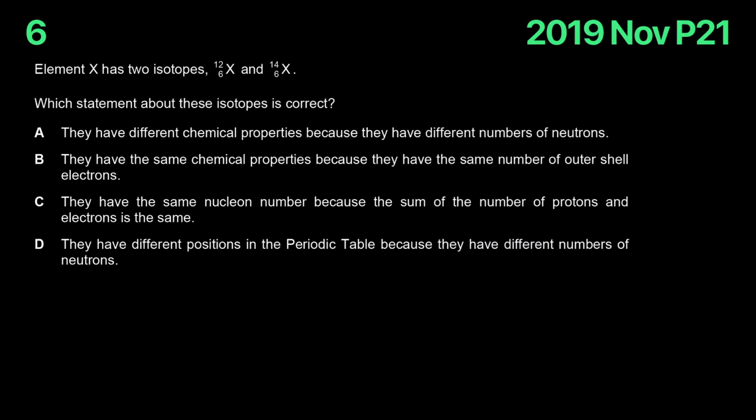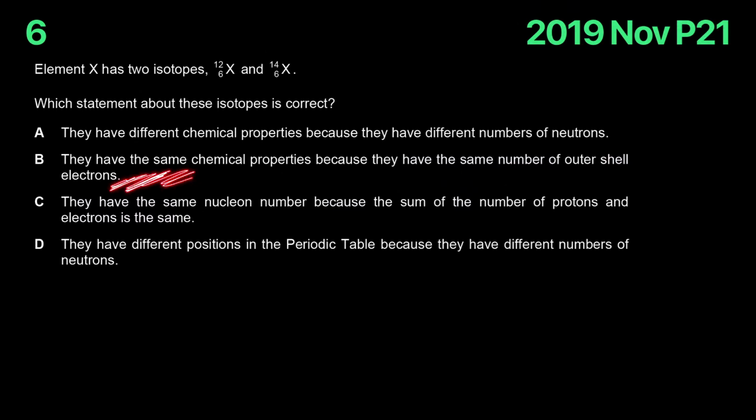Shall we? Element X has two isotopes. Looks like they're talking about carbon 12 and carbon 14. This one looks like it has 6 neutrons, and this one has 8 neutrons. Which statement about these isotopes is correct? They have different chemical properties because they have different numbers of neutrons. No, chemical properties will not change, because isotopes, right? They have the same chemical properties because they have the same number of outer shell electrons.